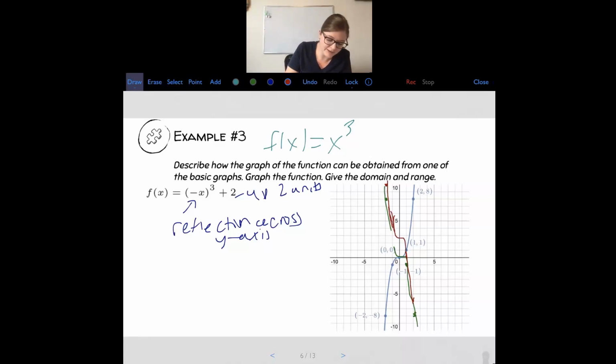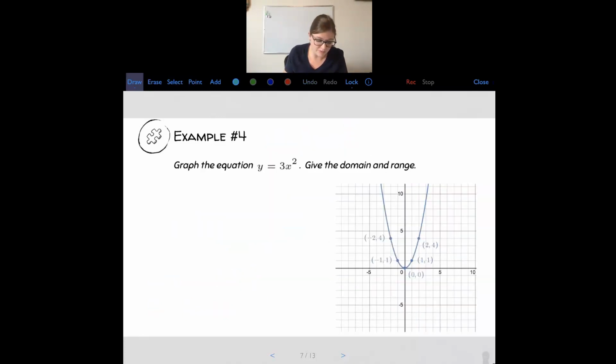Give the domain and range. So the domain is all of my x values. You read those from left to right. So my domain is negative infinity to infinity, and my range is the same, the lowest y value to the highest y value. Example 4, graph the equation y equals 3x squared and give the domain and range.